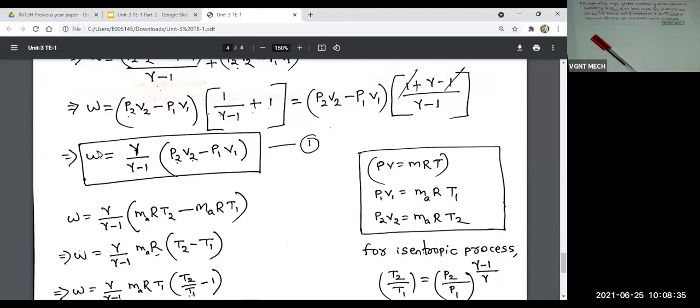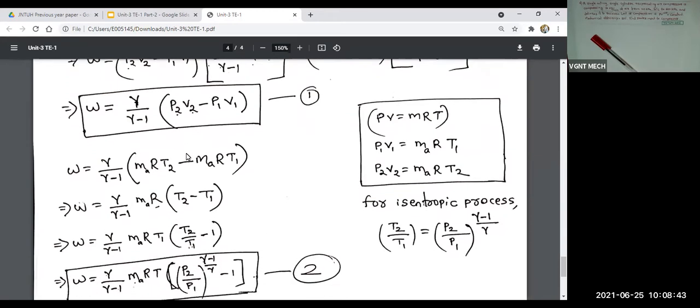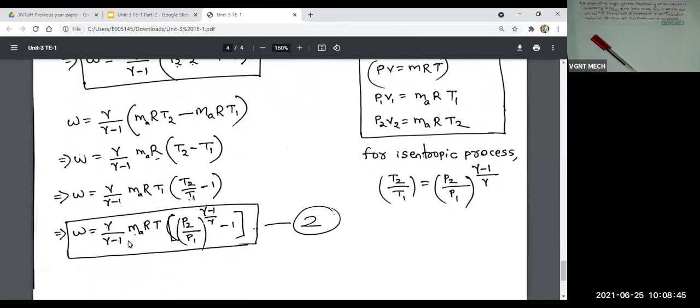T1, T1. Which work done is it? This is the amount of work required to compress the air. Okay. And if we simplify this, then finally we will get this term. Work done equals gamma by gamma minus 1, m, mass of the air, R, specific universal gas constant, T1, temperature of the inlet gas, times P2 by P1 whole to the power gamma minus 1 by gamma, minus 1.